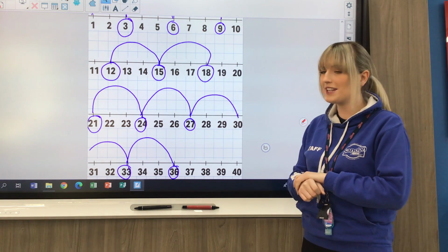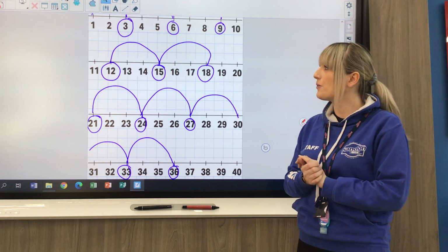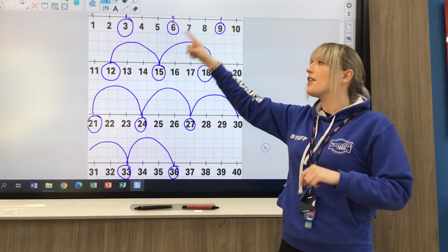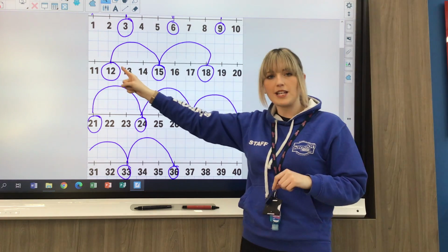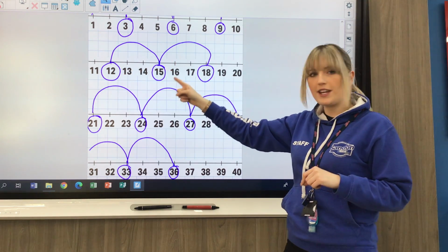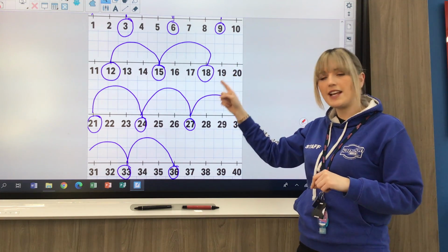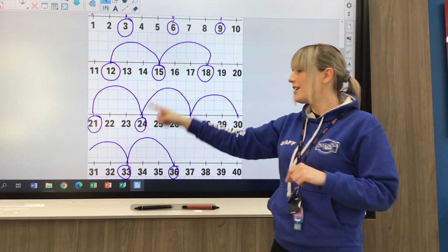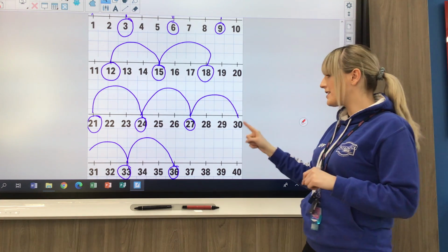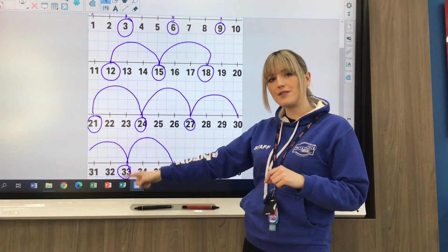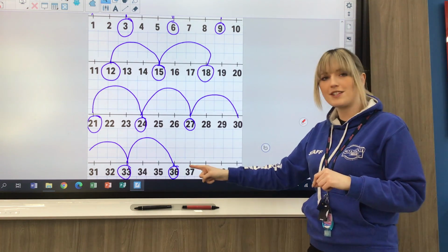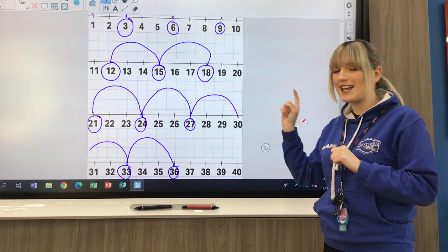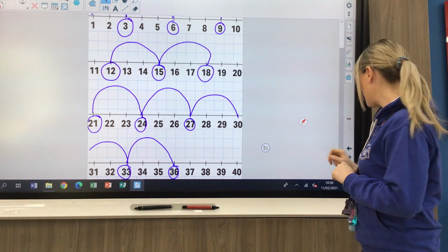Okay then, let's do the number sentence. So we've got 1 times 3 is 3, 2 times 3 is 6, 3 times 3 is 9, 4 times 3 is 12, 5 times 3 is 15, 6 times 3 is 18, 7 times 3 is 21, 8 times 3 is 24, 9 times 3 is 27, 10 times 3 is 30, 11 times 3 is 33, 12 times 3 is 36. Okay, so have a go at pausing the video and saying the number sentences.